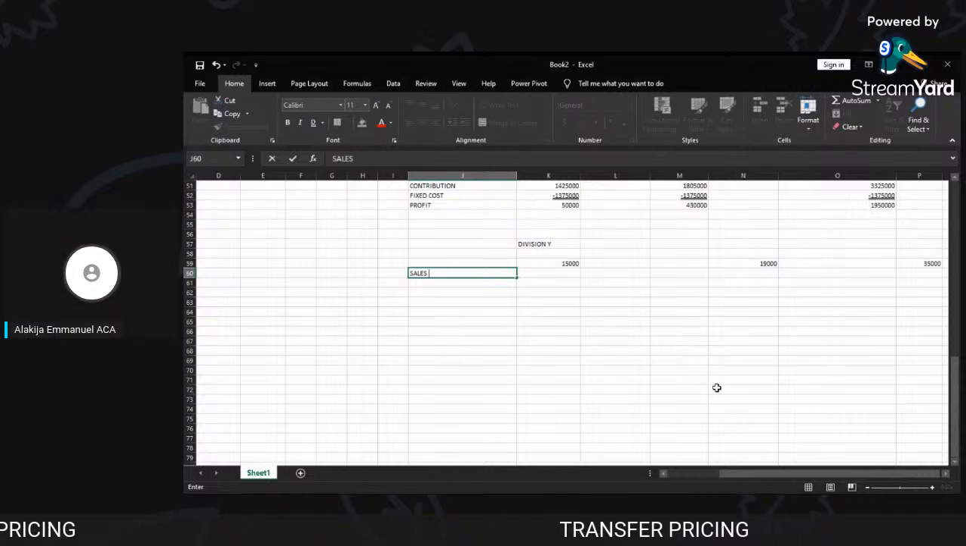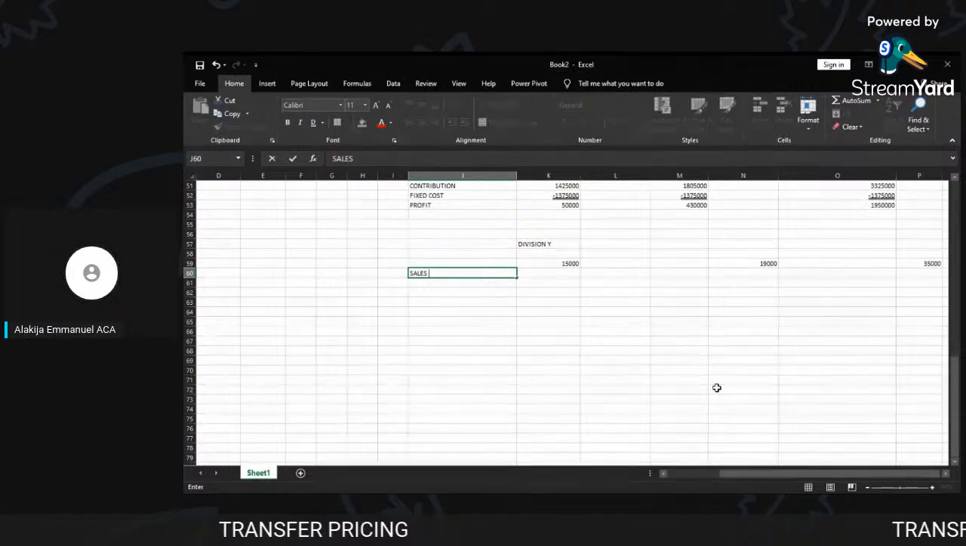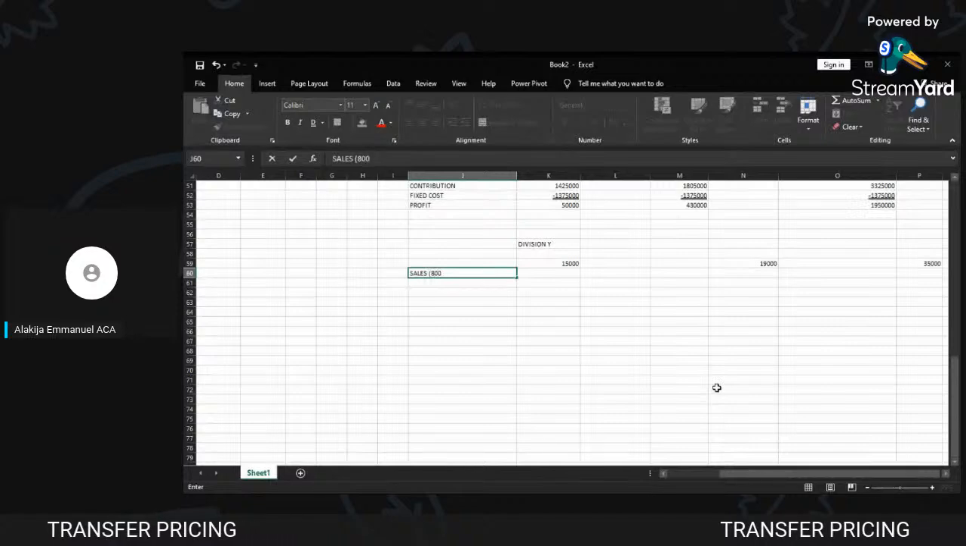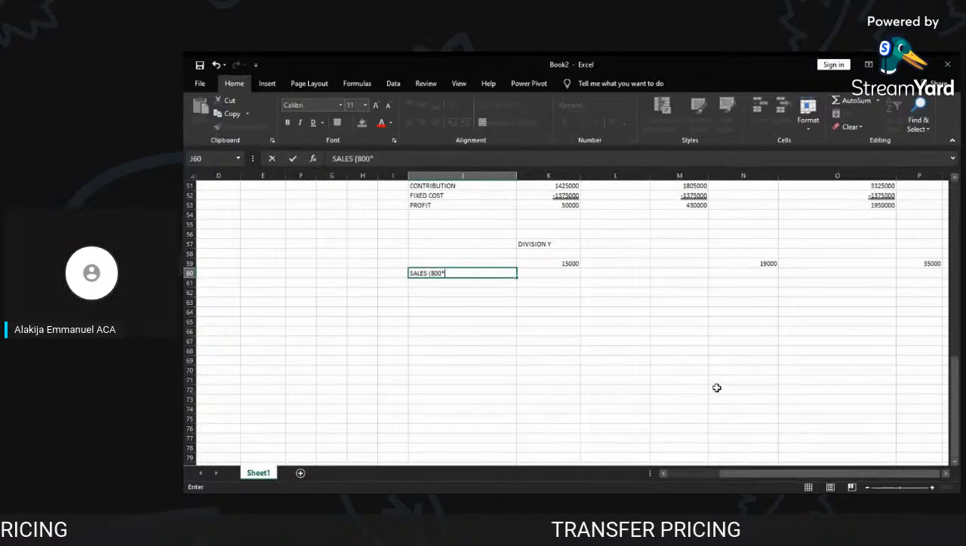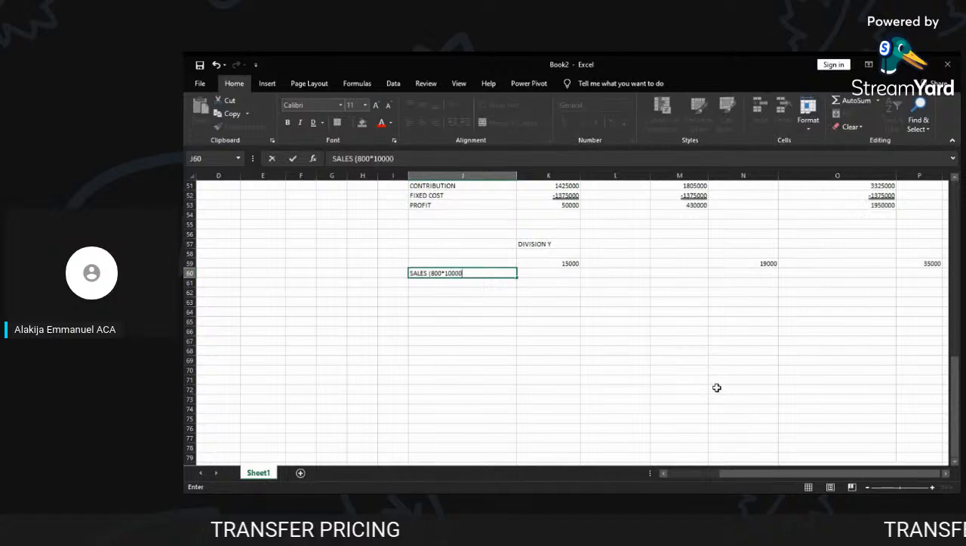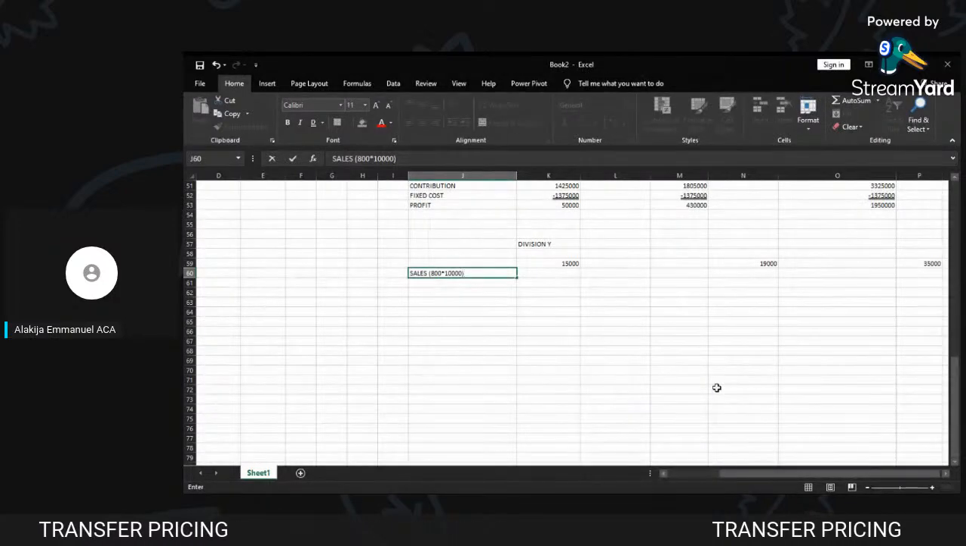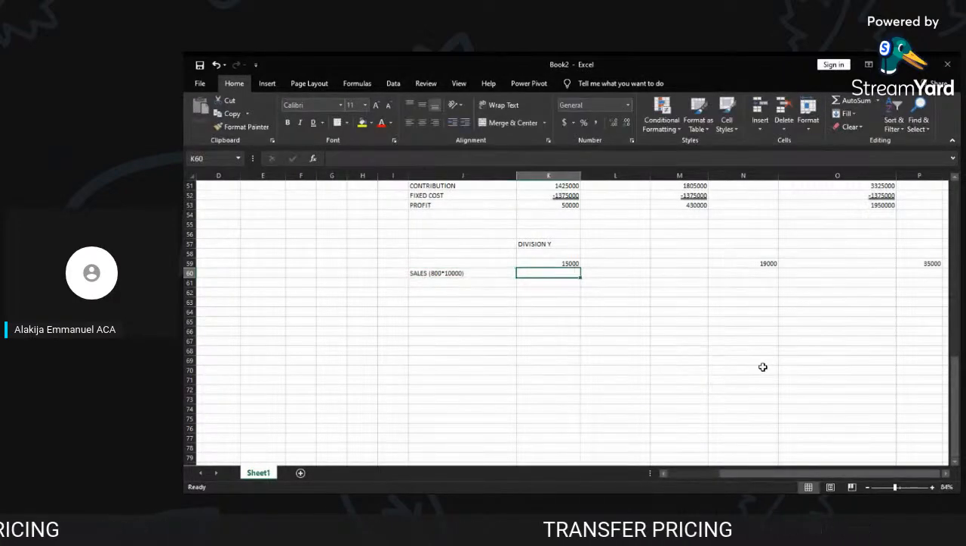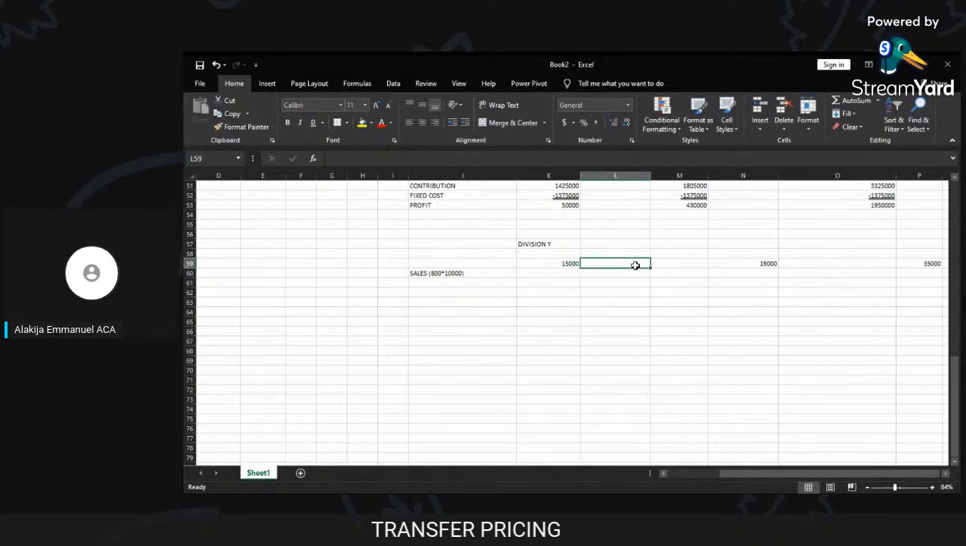You say 800 naira per unit, and they sold 10,000. I can even bring this one together. I don't need to.